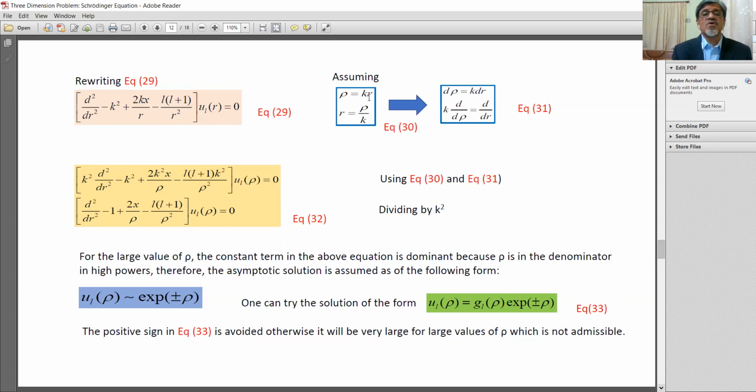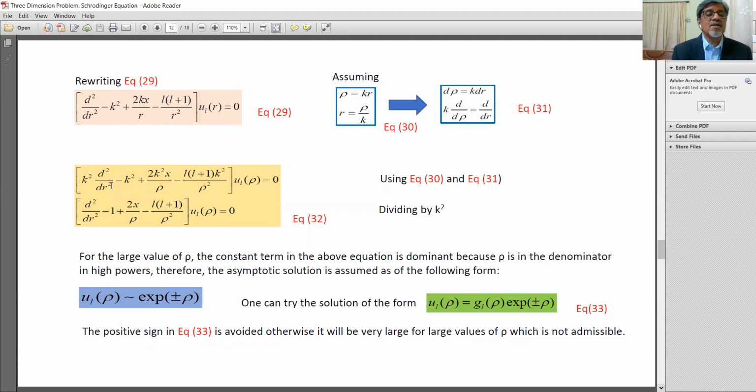Now assuming that rho is equal to kr, so naturally r is equal to rho by k, and we can take a differential. So d rho is equal to k dr, and we can write k d by d rho is equal to d by dr, and that is equation number 31. So 30 and 31 are very important.